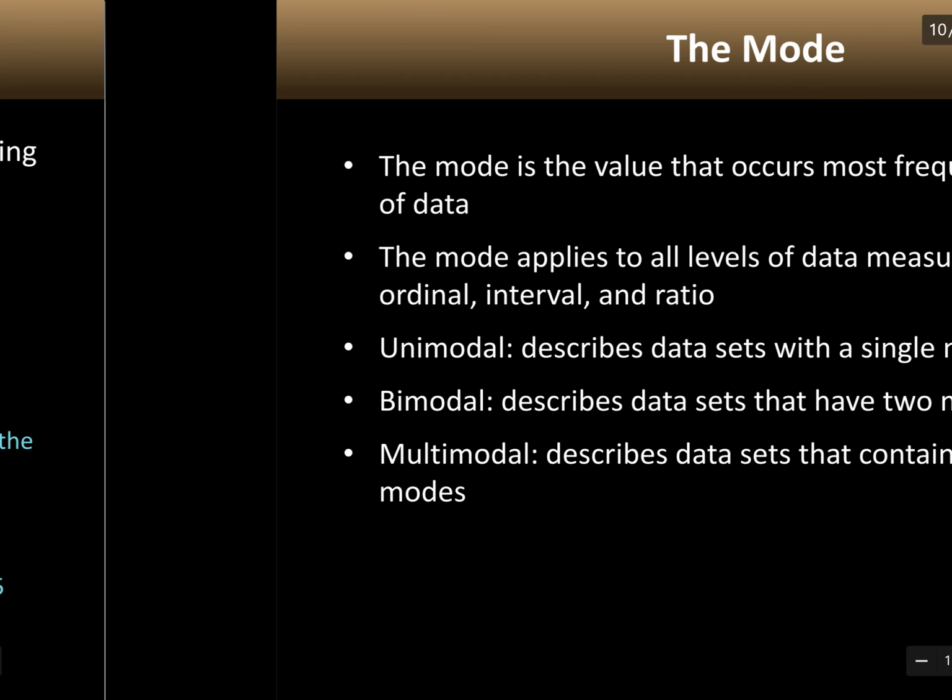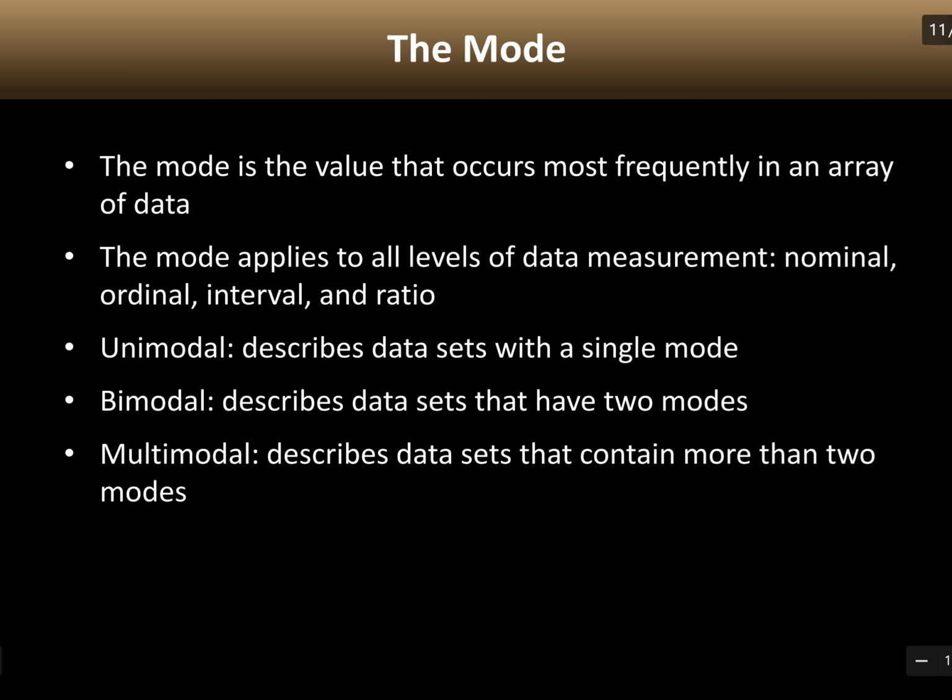Okay, the mode. Finally, the mode is the value in the data set that appears the most frequently, and it applies to all levels of data measurement: nominal, ordinal, interval, and ratio. And if you have one value in the data set that appears the most often, it's unimodal. If there's a tie, then it would be bimodal. And if there's more than 2, then we would call that multimodal.